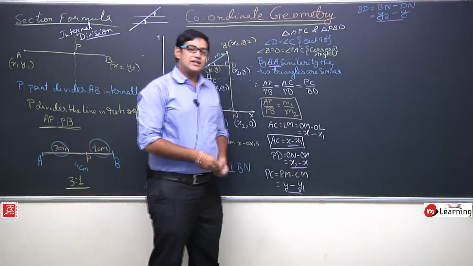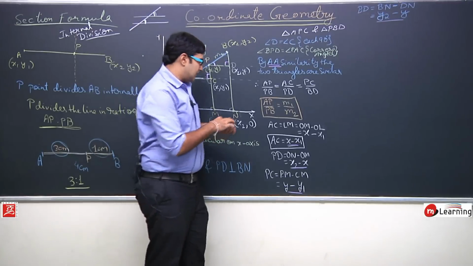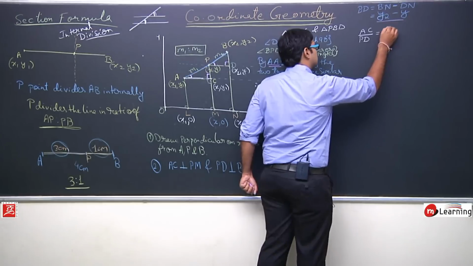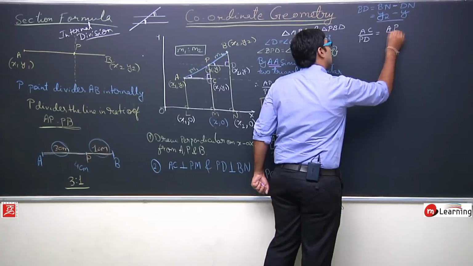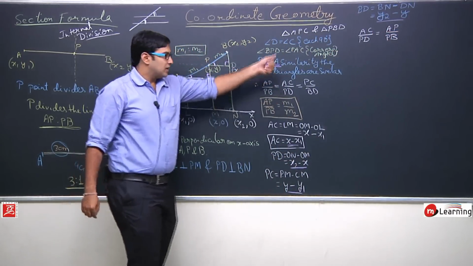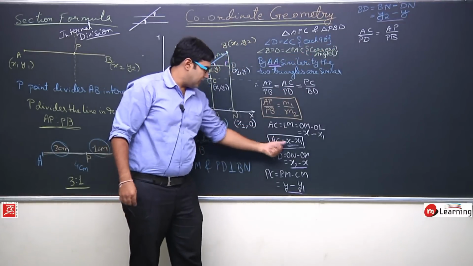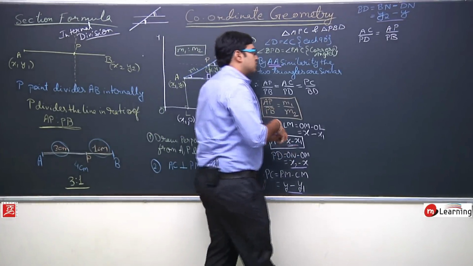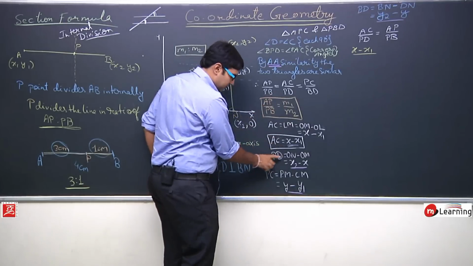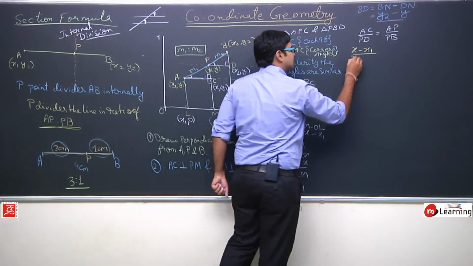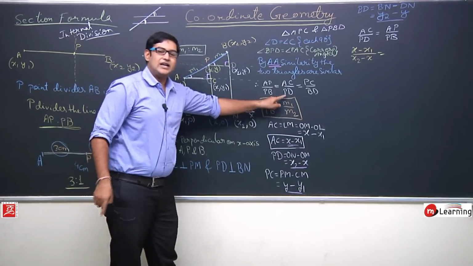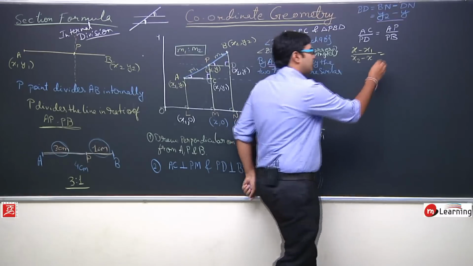Now let us use all these relations. First, let us use this relation: AC upon PD is equal to AP upon PB. In place of AC, I can write x minus x1, upon, in place of PD, I can write x2 minus x, is equal to, in place of AP upon PB, I can write m1 upon m2. So this will be m1 upon m2.